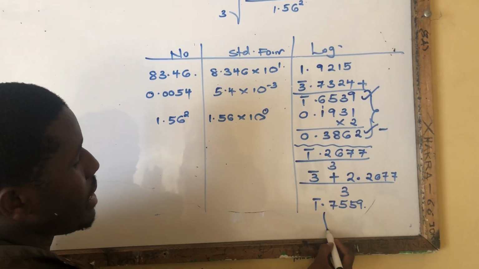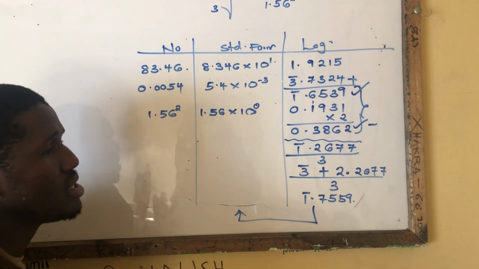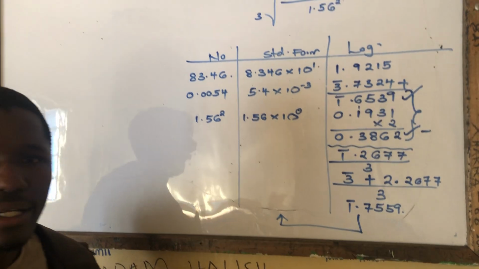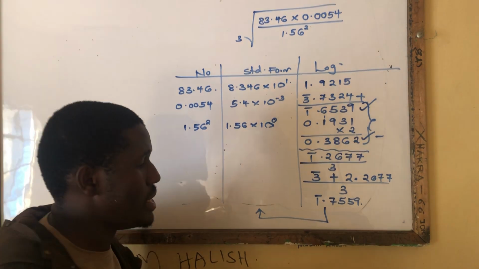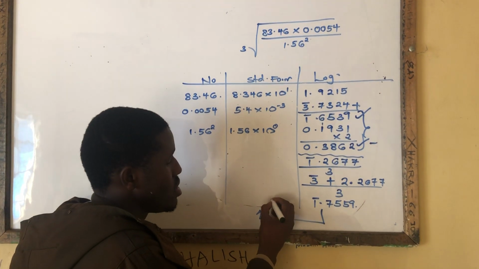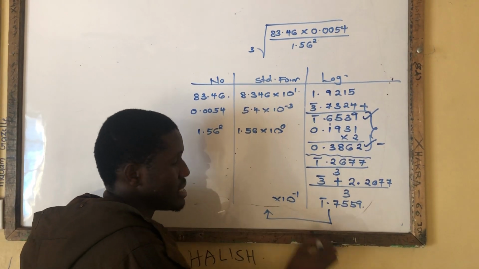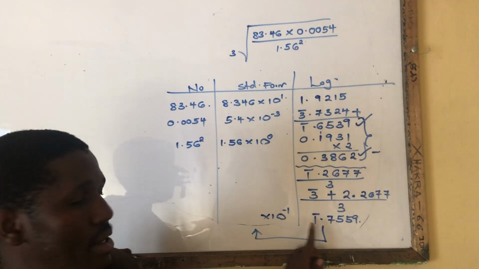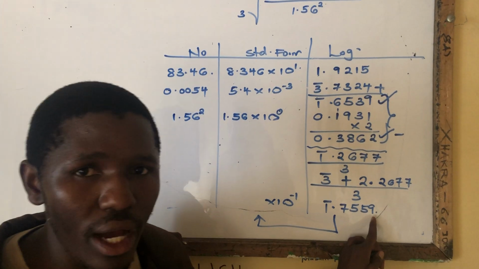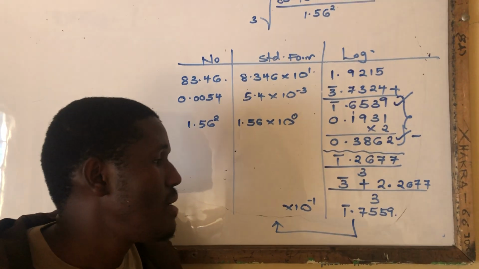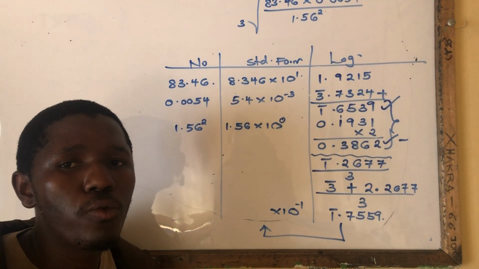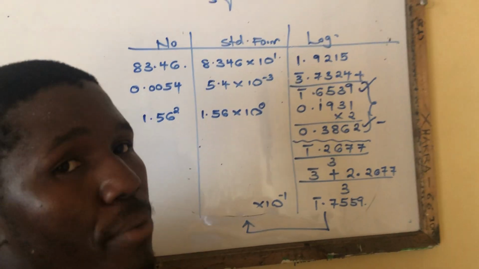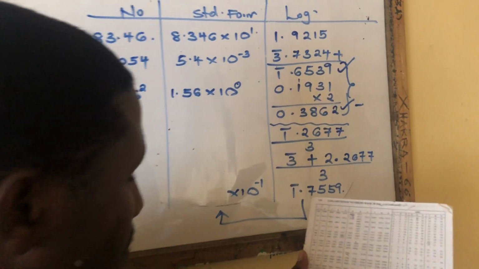Now in the last step, the student is required to move backwards. We agreed that in the backward journey, this -1 would become a power of 10. Then as for the mantissa, you will obtain the antilog of the mantissa. In this case, the mantissa is 0.7559.